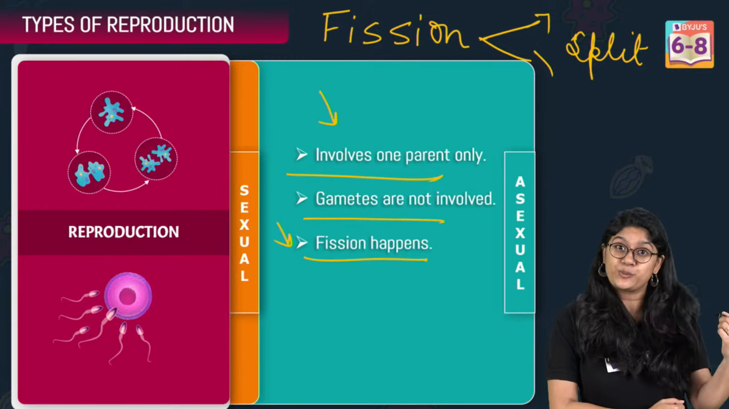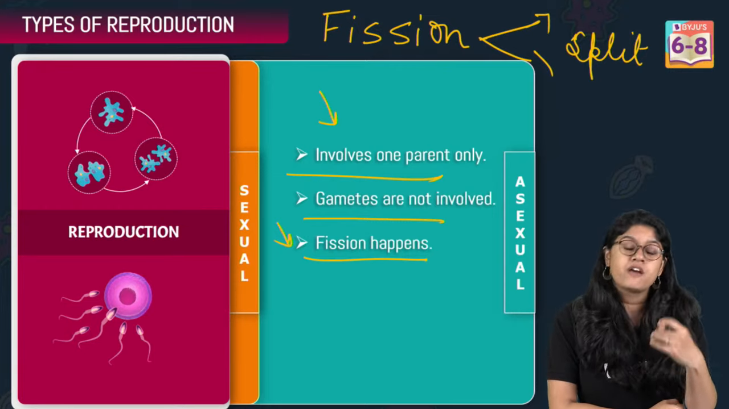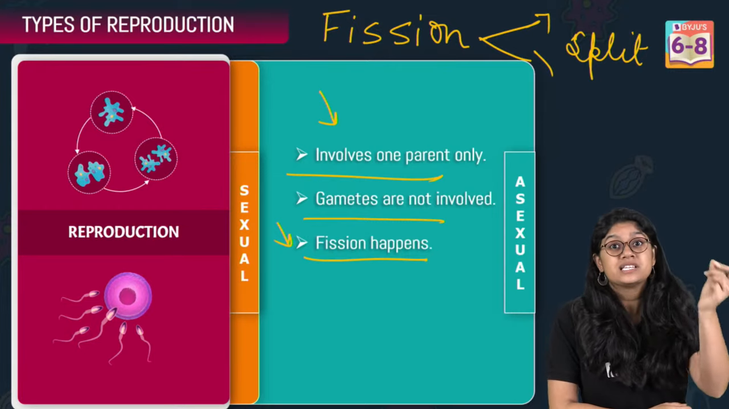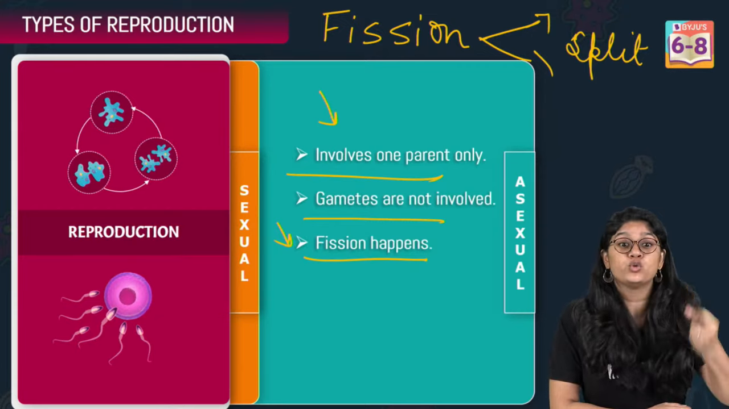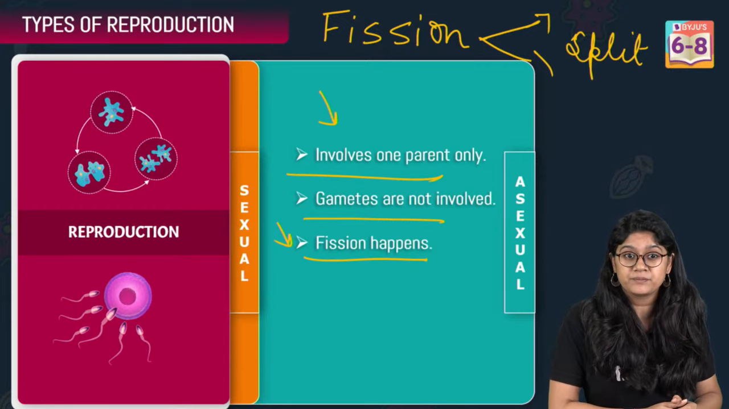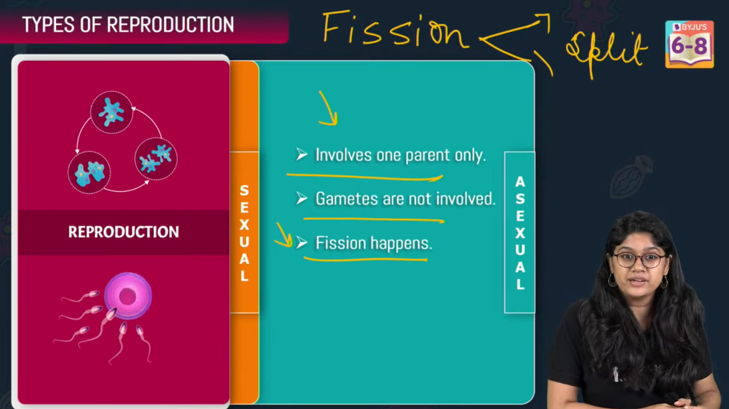So in asexual reproduction, we will see splitting, whereas in sexual reproduction, we will see the fusion, the mixing of this. Clear, everyone? Very, very good.